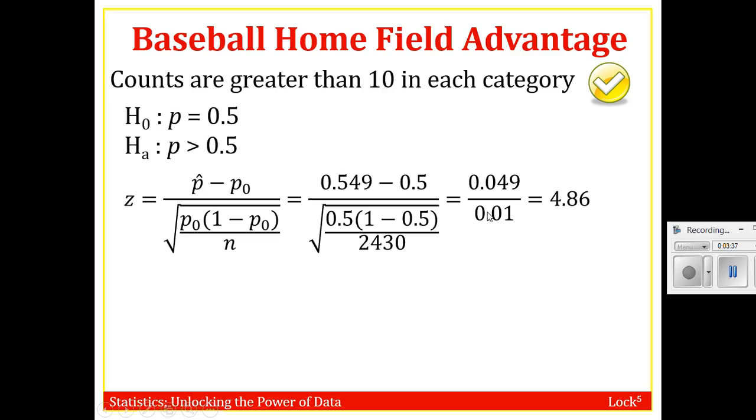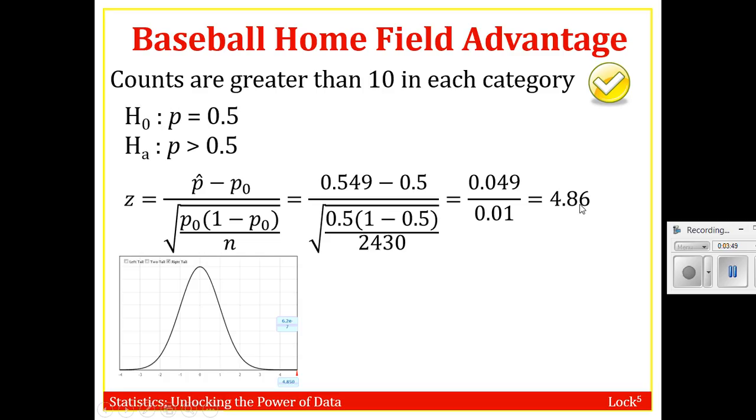Work out the bottom, we get about this. Work out the top, we get this. Now we're going to go ahead and divide. We're going to get something very close to this. So if we look at our normal distribution on StatKey, with our mean being 0 and our standard deviation being 1, because remember, z-scores give us a mean of 0 and a standard deviation of 1, because this is saying we're 4.86 standard deviations or standard errors from our mean.